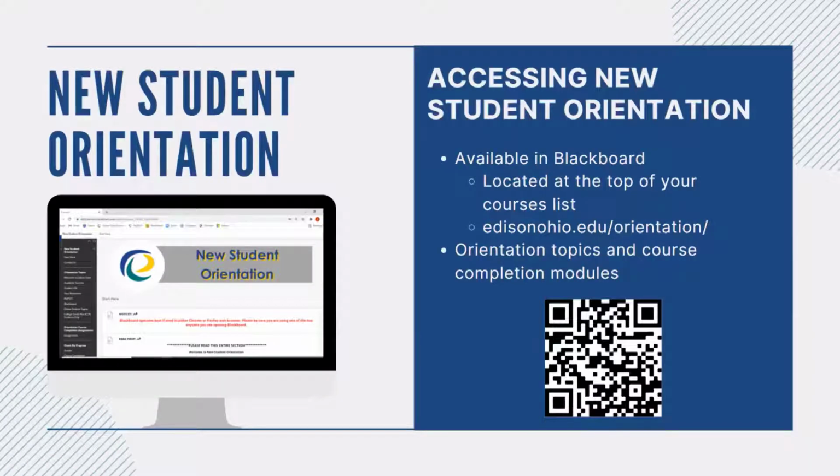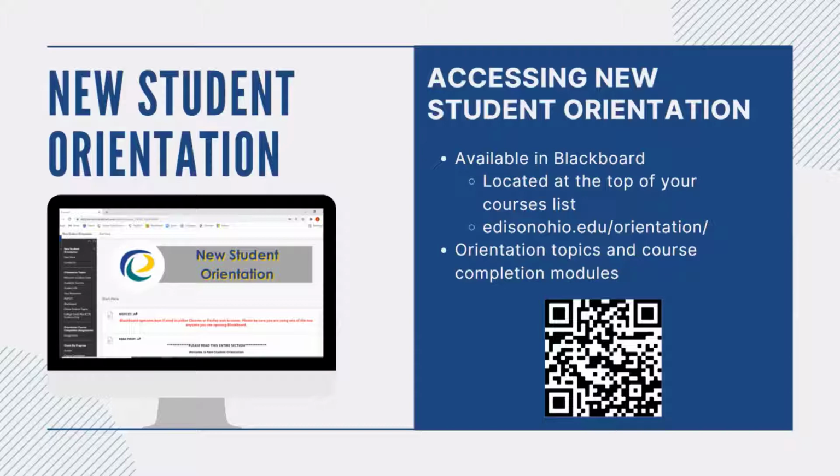Whether you're taking classes online, in person, or at your high school, you will need to know how to navigate Edison State's resources and online tools. As a new student, you are required to complete new student orientation, which will set you up for a successful transition to Edison State. New student orientation is currently held online through Blackboard. This is a self-paced experience comprised of two main parts: orientation topics and course completion modules. This online experience allows you the flexibility to complete orientation from anywhere at any time that is convenient for you.